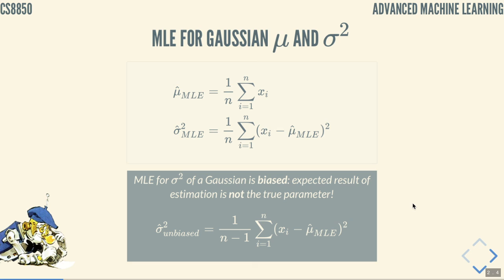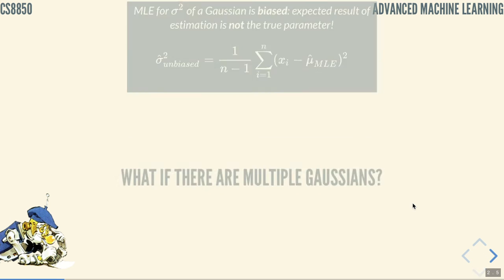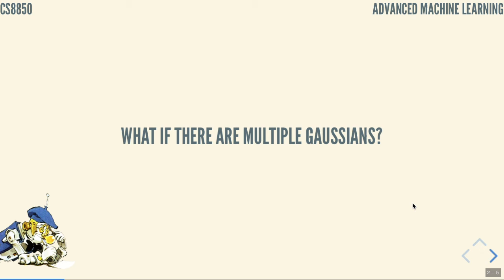Yeah, so that was good and nice and easy when we have one single Gaussian and a bunch of data sampled from it, and we just need to estimate the parameters of that Gaussian. But what happens if there are multiple Gaussians?